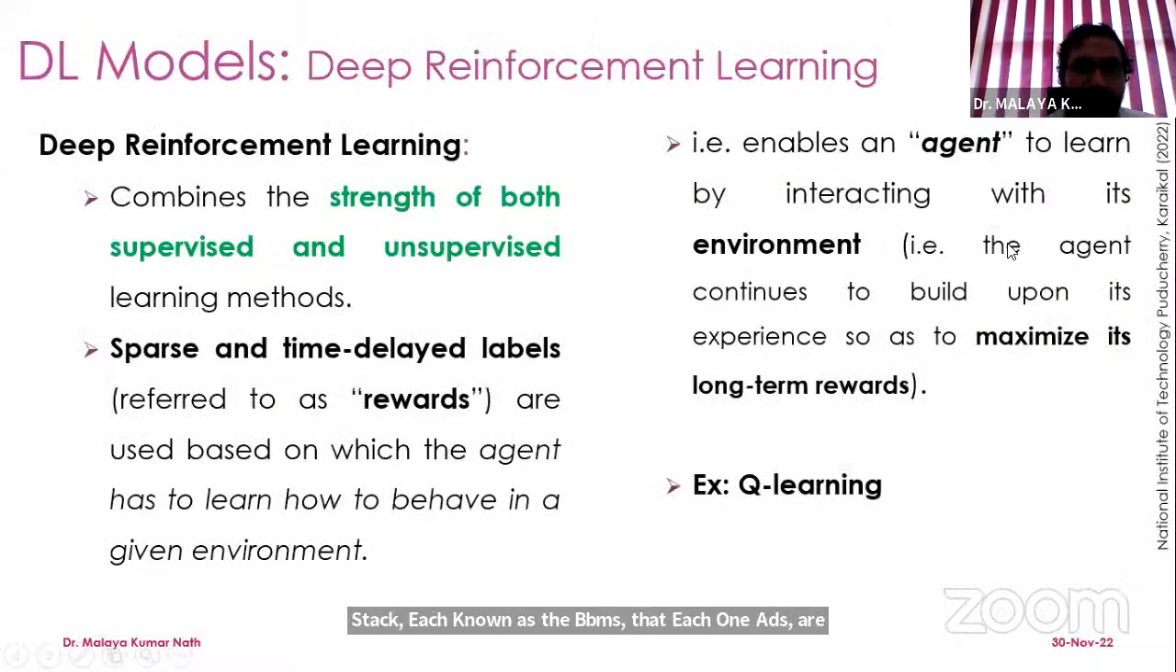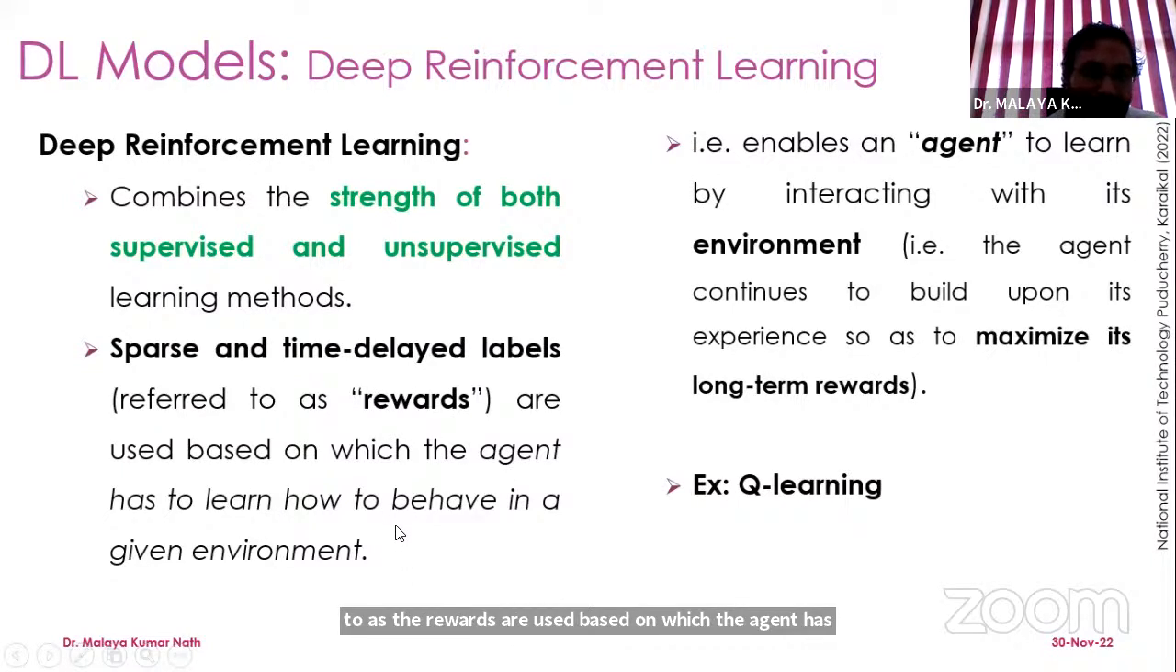Next is called deep reinforcement learning. So this deep reinforcement learning combines the strength of both supervised as well as unsupervised learning methods. Sparse and time-delayed levels, referred to as the rewards, are used, based on which the agent has to learn how to behave in a given environment.